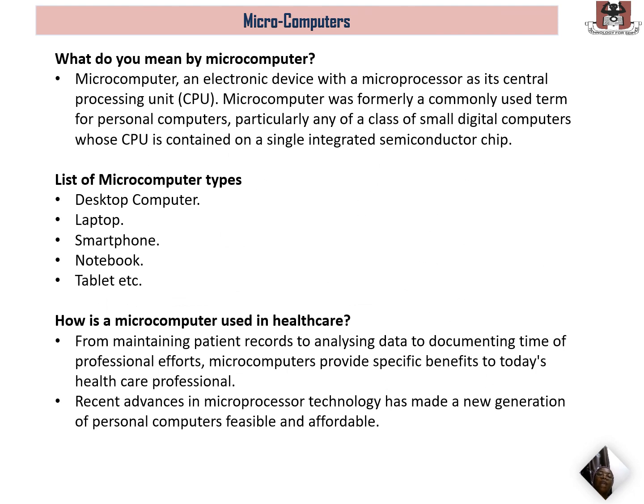So we now go to the final topic on this second topic, which is microcomputers. A microcomputer is an electronic device with a microprocessor as its central processing unit. Microcomputer was used before for personal computers and any class of small digital computers that has a central processing unit contained on a single integrated semiconductor chip. So computers vary from desktop computer, laptop, smartphone, notebook, tablet.